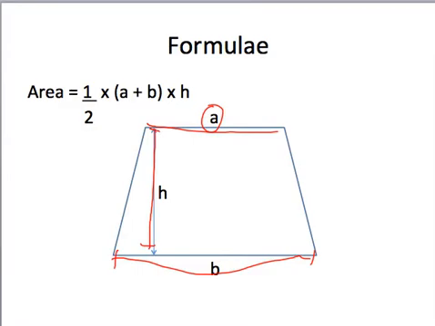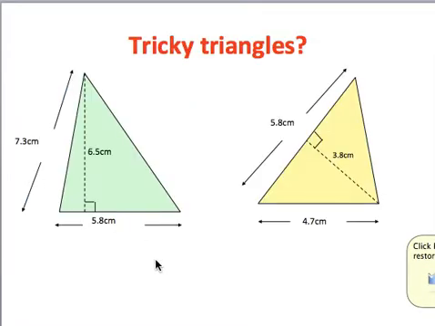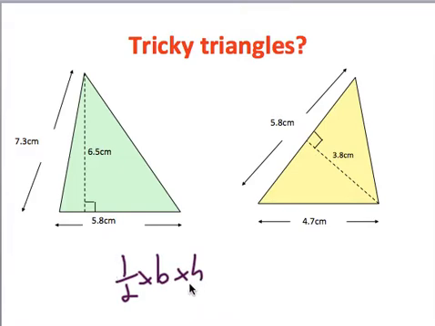Now, again, you might be faced with some trickier triangle questions, and in this case it's important to remember that not only is the area of a triangle half times base times height, but this height here is the perpendicular height. So it's a right angle, a height at a right angle up to the highest point of the triangle. So it's not this slope distance here.